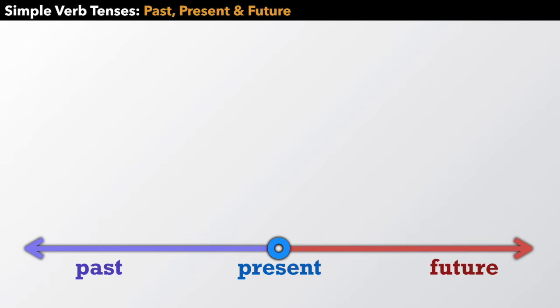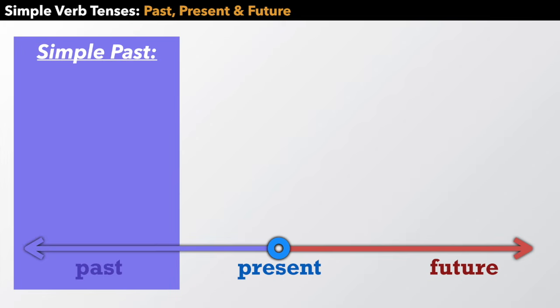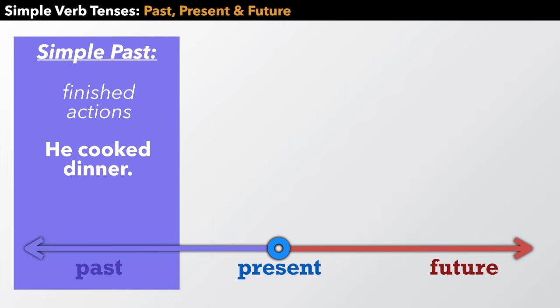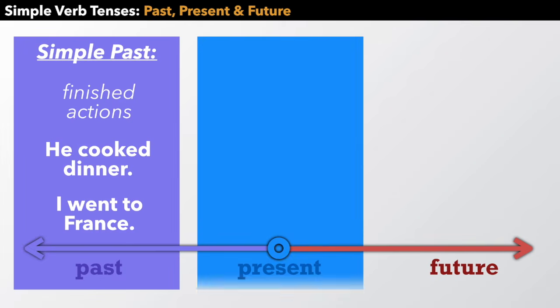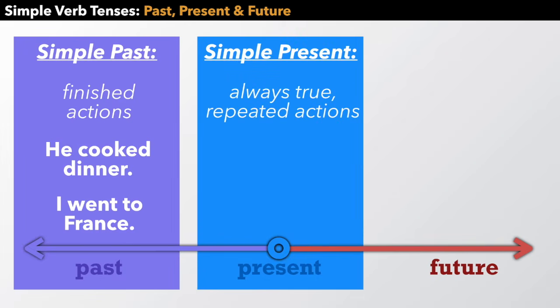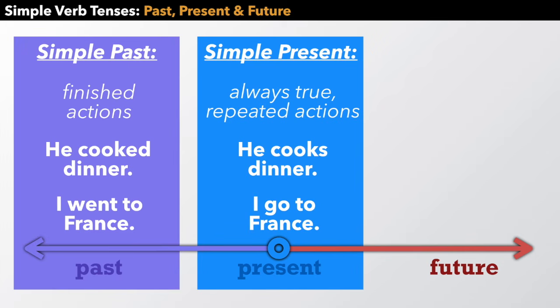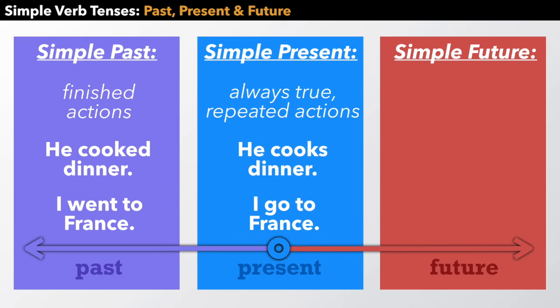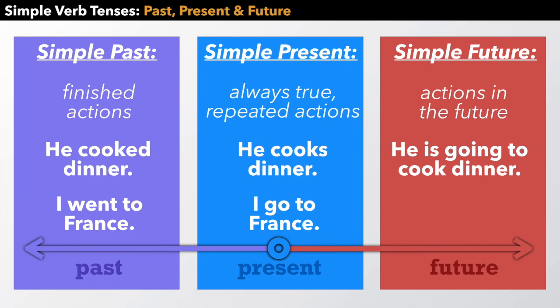For a quick review: simple past, finished actions. He cooked dinner. I went to France. Simple present, always true, repeated actions. He cooks dinner. I go to France. Simple future, actions in the future. He is going to cook dinner. I will go to France.